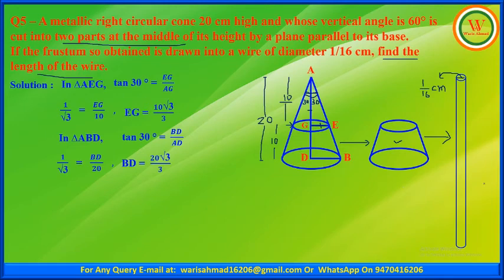So we got both the radii. GE is the first radius and BD is the second radius. After getting both the radii, the height is also given, that is equal to 10 centimeter. Now we can find the volume of this frustum. The radius of the upper end we got is 10 root 3 upon 3, and the radius of the lower end we got is 20 root 3 upon 3. The height between these two radii is given as 10 centimeter.